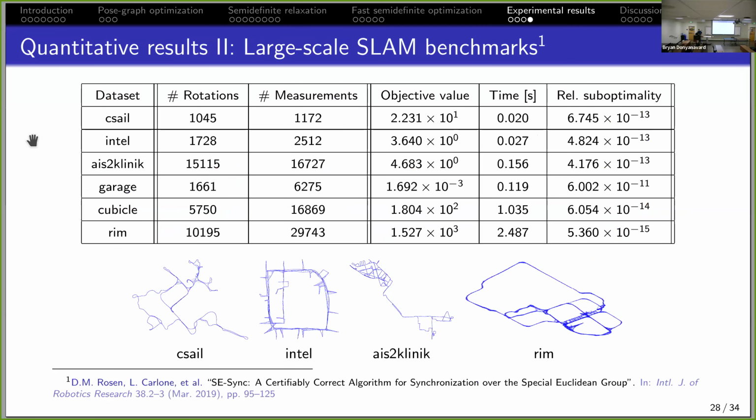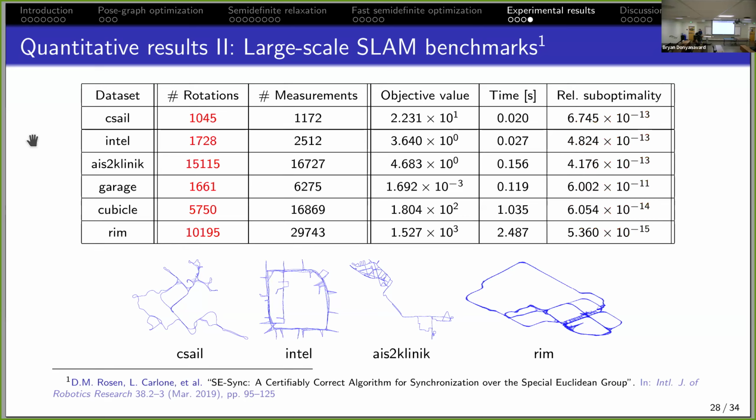But then you might ask, okay, does this work on real life data sets? So what I'm showing you here are quantitative measures that come from a family of large-scale SLAM benchmarks that are typically used to test the performance of large-scale SLAM systems. The thing to take away from this is, number one, again, we see that we are recovering solutions that have, up to numerics, a relative suboptimality bound of 0. So we're successfully recovering certifiably globally optimal solutions to these problems.